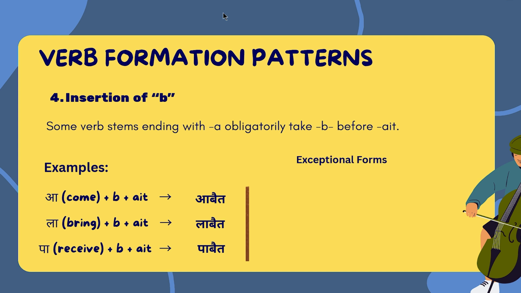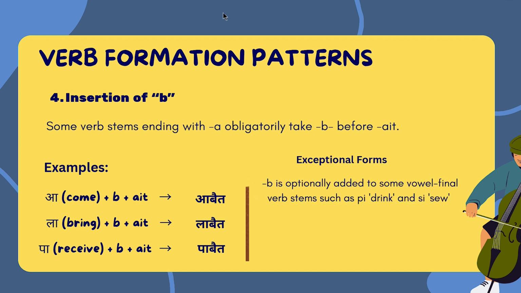Okay. But there are a few exceptional forms again. So b is optionally added to some vowel final verb stems such as p and c. So in the last slide we saw that p becomes p8, c becomes c8, but it can also become pb8 or cb8. So both p8 and pb8 or c8 and cb8 are standard. So this will be it for this lecture. We'll meet you in the next class.